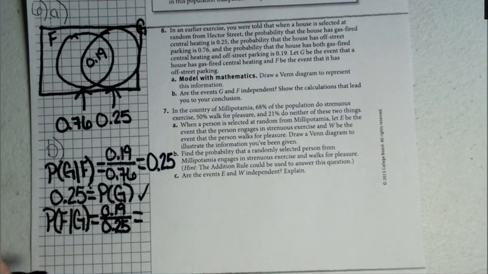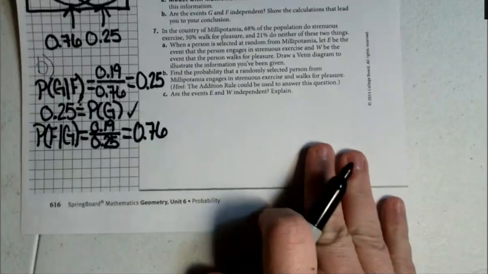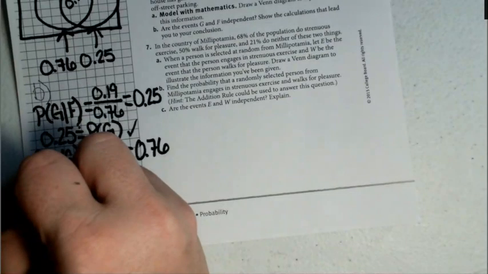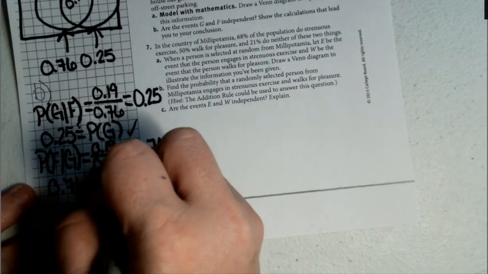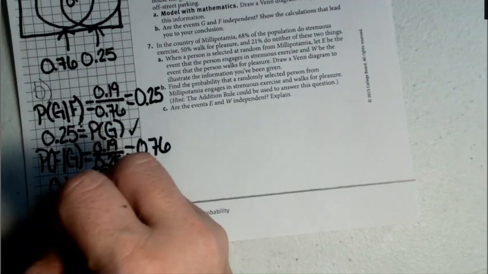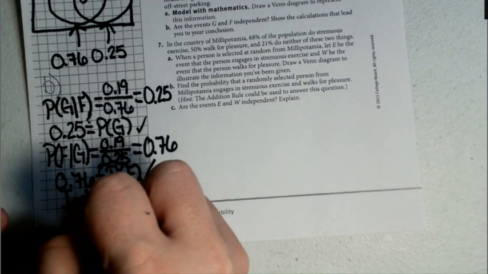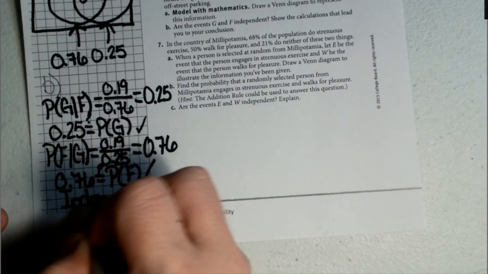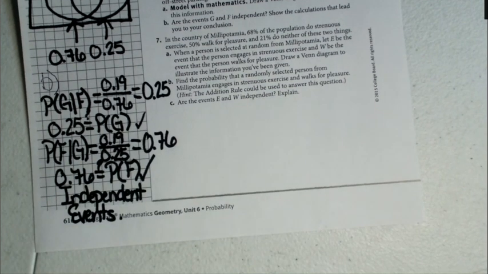Well, 0.19 divided by 0.25 equals 0.76. Is 0.76 equal to the probability of F? Yes. So these are independent events, because they were equal to each other. G given F is equal to G, and F given G is equal to F.